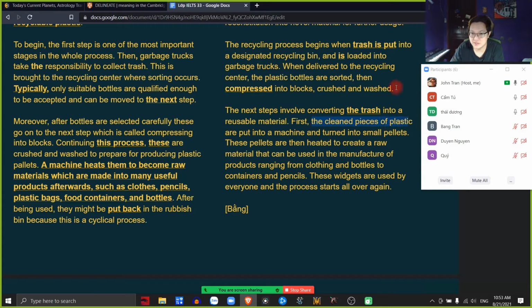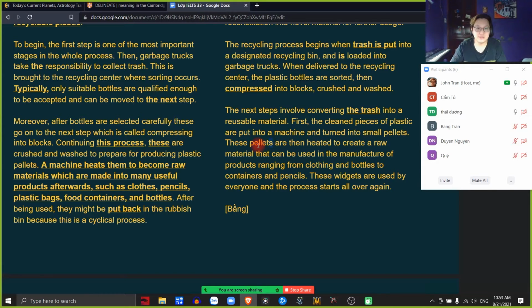Okay, so you mentioned that it was washed before, so now you can mention the clean pieces of plastic. It is reasonable here. The clean pieces of plastic are put into a machine. Right, "a machine" is correct. See, it's appropriate. A machine is good here. And turned into small pellets.